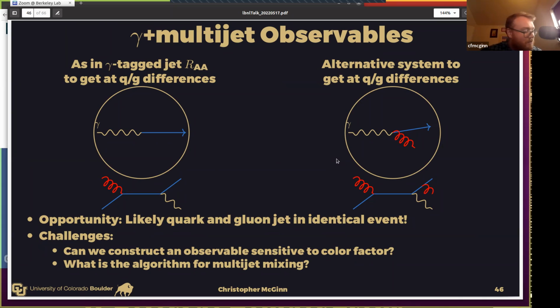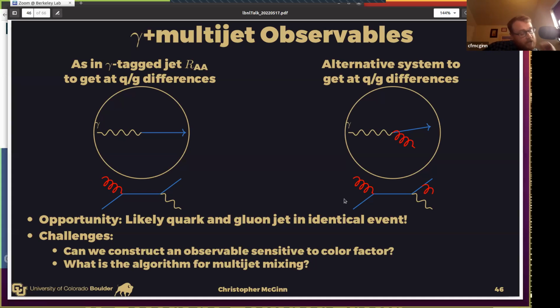And then the last thing I want to leave you with is some technology I'm working on for doing multi-jet analysis. This is maybe very ambitious, but what I want you to consider is when we talked about that gamma-tagged jet RAA, we were considering configurations like the left-hand side, where we have a gamma most likely produced with a quark, with a tree level diagram that looks like this. We can consider a multi-jet event instead, where in addition to my gamma and my quark, I have some hard radiated gluon, right? I have a multi-jet event, I have a quark and a gluon, most likely in the same event.